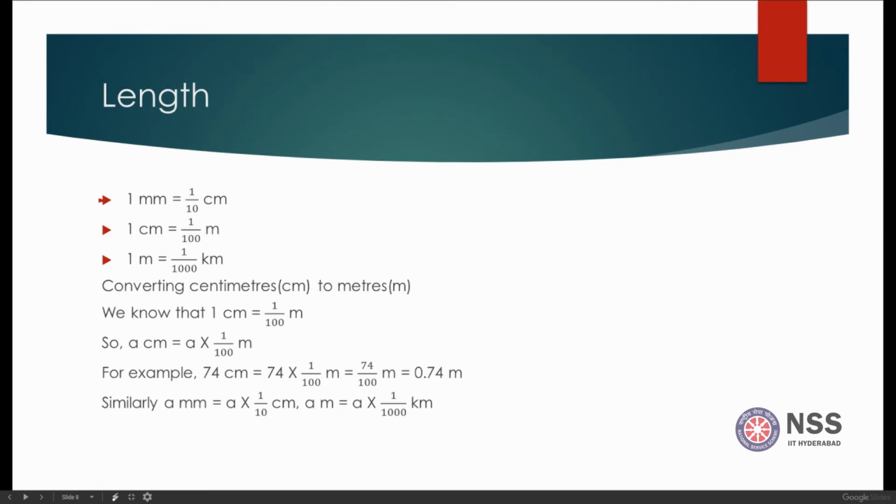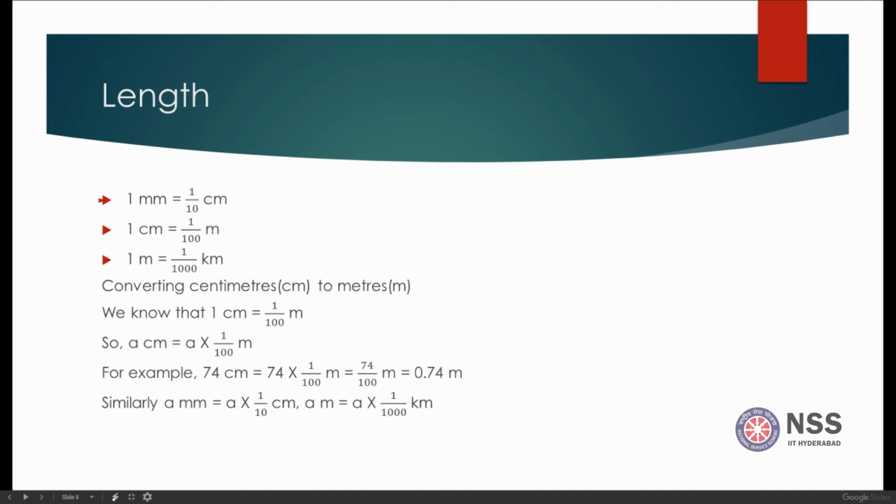So let's take an example of 74 centimeters. 74 centimeters can be written as 74 by 100 meters. 74 by 100 is nothing but 0.74. So, 74 centimeters is equal to 0.74 meters. We know that 1 centimeter is equal to 10 millimeters. Then what about 1 millimeter? Yes, 1 millimeter is equal to 1 by 10 centimeters. That's equal to 0.1 centimeters.